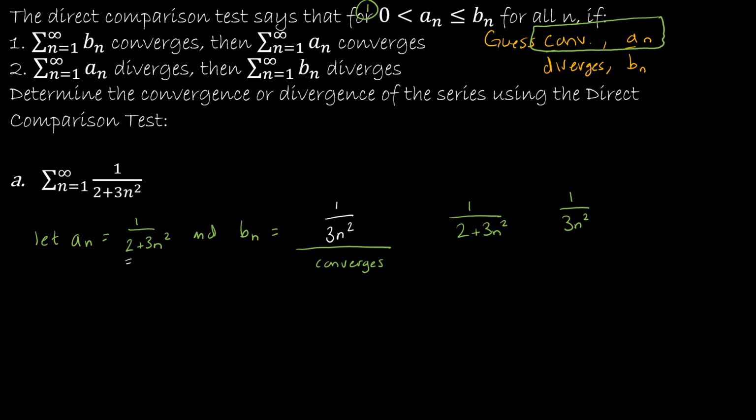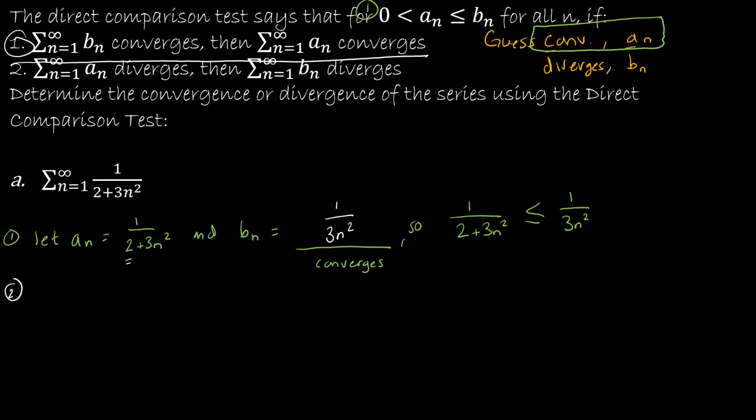And is it true that a sub n is less than or equal to b sub n? And again, just like on our last example, if I'm increasing the denominator, then the overall number decreases. So yes, this is true. So that's true. That's step 1.